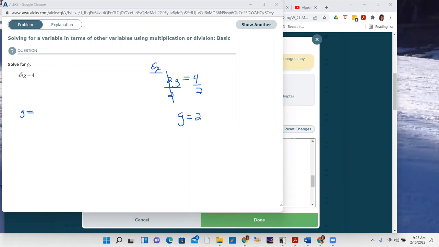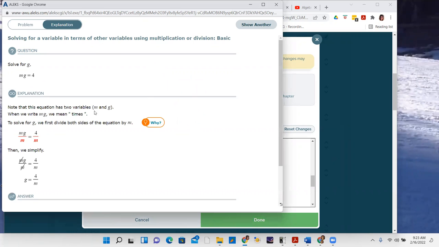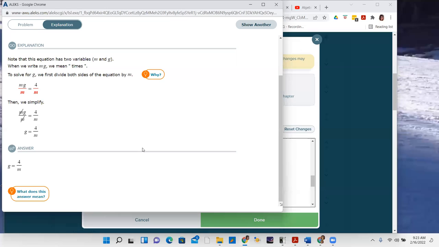So here, the same exact idea, the m is multiplying g. So we want to divide both sides by the m. Okay, and I can appreciate it might start looking a bit weird with all these letters and numbers, but as you move along, you'll get more used to that because there are all kinds of formulas with letters and numbers in them. So again, we always just want to isolate the variable that we're being asked to solve for. And that's it.